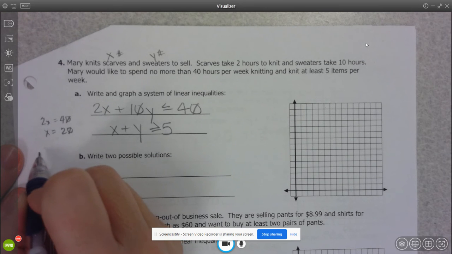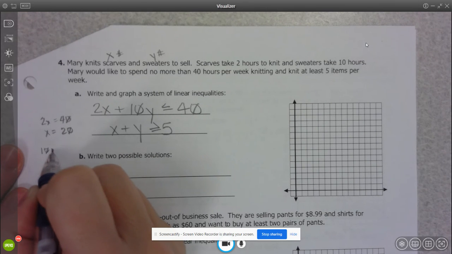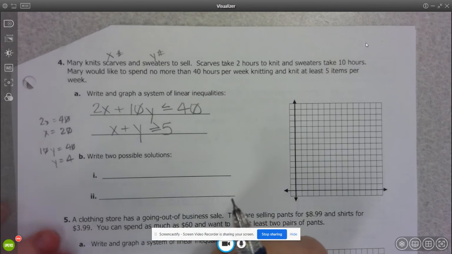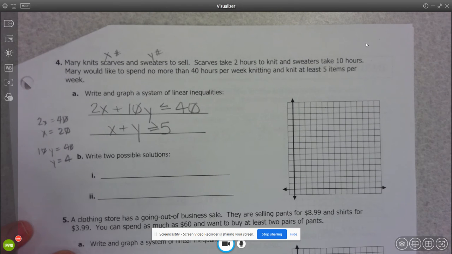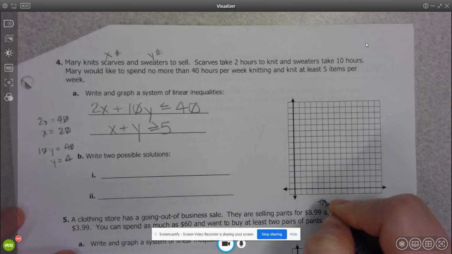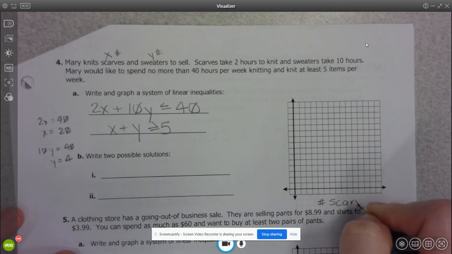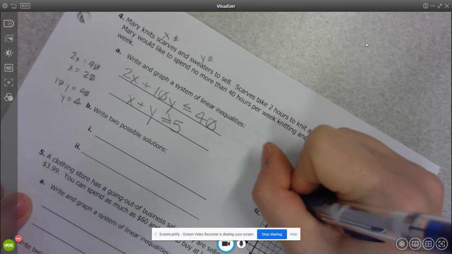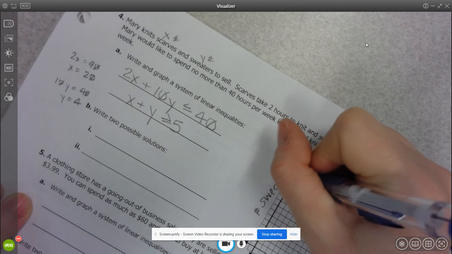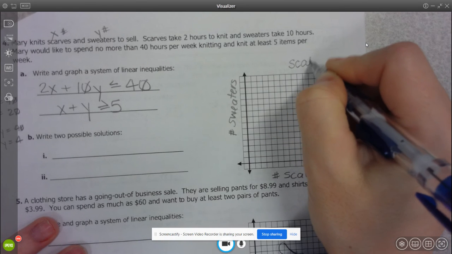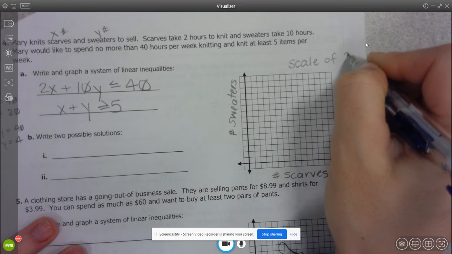And then 10y equals 40. So my y value is 4. So if I count by twos, I'll be okay. So this is the number of scarves. And this is the number of sweaters. And remember, we're going to do a scale of 2.